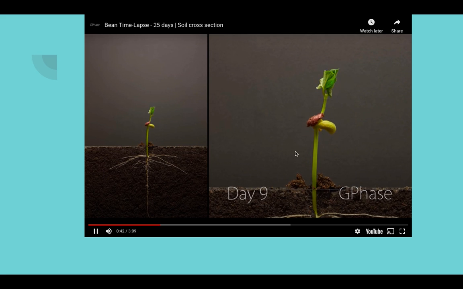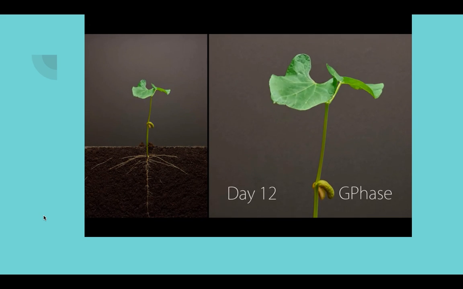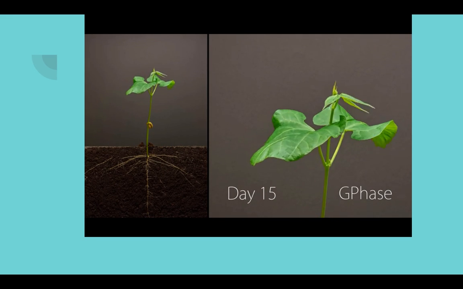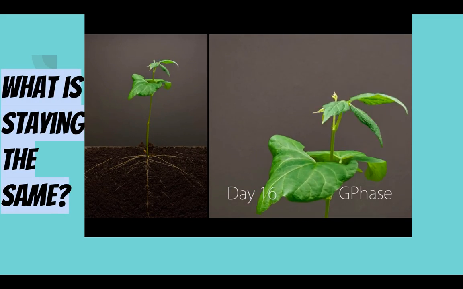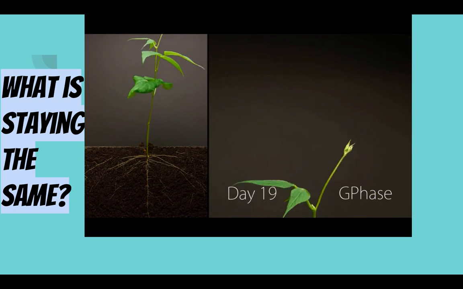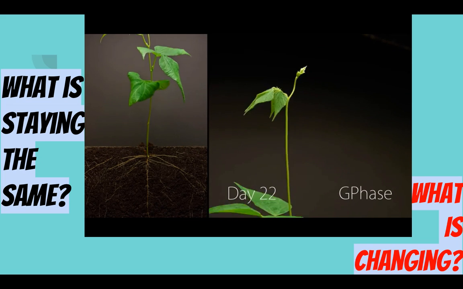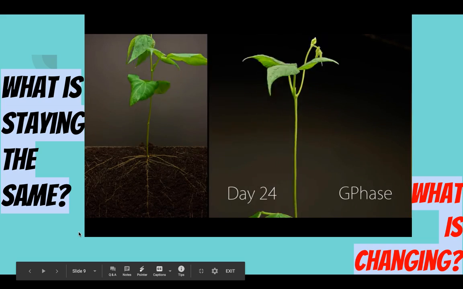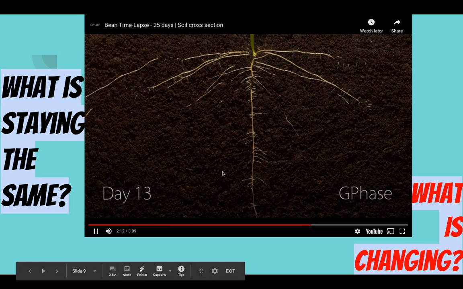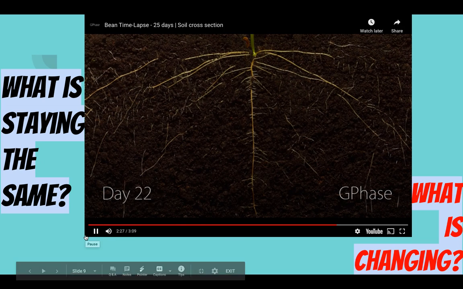So this is a close-up of the actual plant above the ground that's being produced. And this is the roots and the soil beneath the surface. Pay attention to both. Remember, we're trying to think of what is staying the same, and what is changing. This is a close-up of the roots. Again, even here, you can see what is staying the same and what is changing.